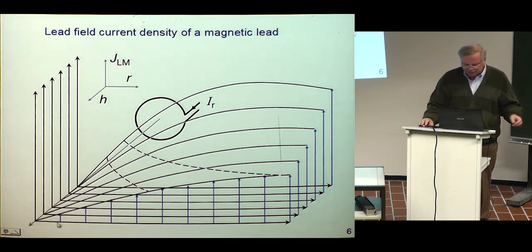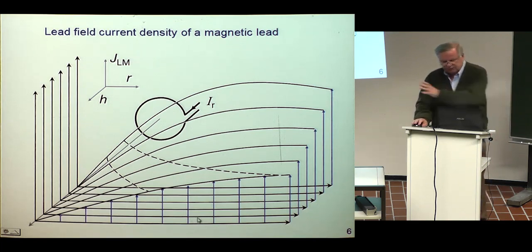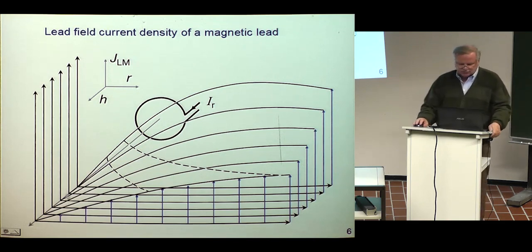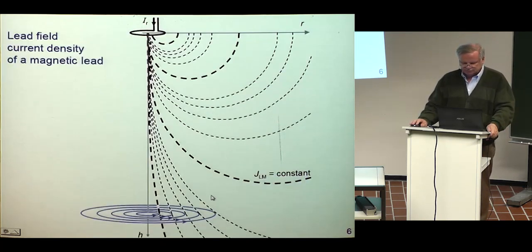And when we go further away from the symmetry axis, the lead field current density, or the measurement sensitivity, increases. Due to physical reasons, it of course does not increase to infinity. When we go to infinity, it starts to decrease somewhere. And the closer we are to the coil, the faster it increases. The further away we are from the coil, the slower it increases. That is the distribution of the measurement sensitivity.